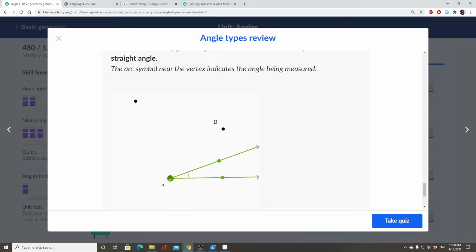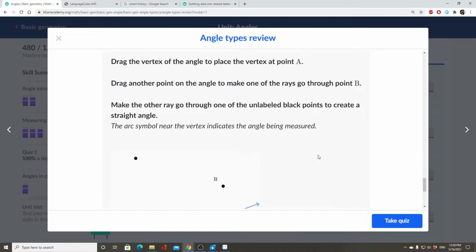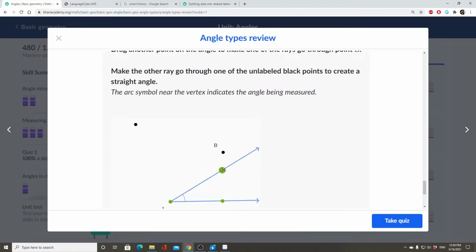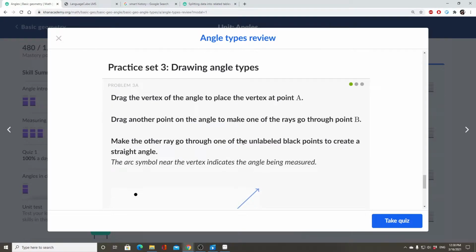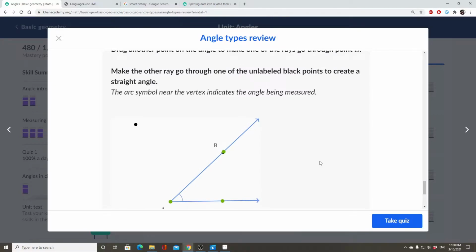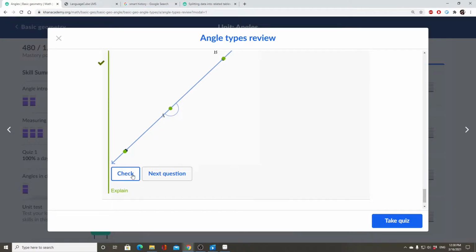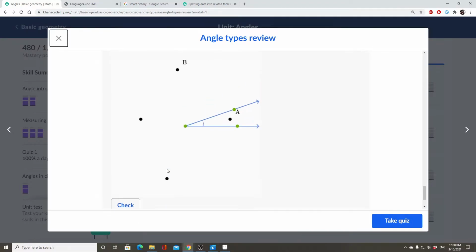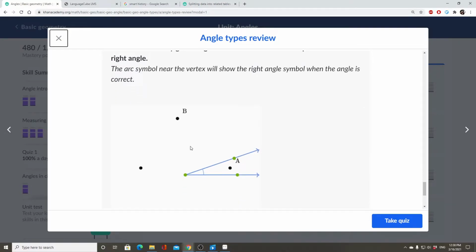Drag. Okay, so let's put the vertex at A. Okay, there we go. It says drag another point on the angle to make one of the rays go through point B. Okay, done. That's pretty easy. And make the other ray go through one of the unlabeled black points to create a straight angle. Oh, okay. Straight angle is 180 degrees. It's just like a line. And that's correct. And what's next?